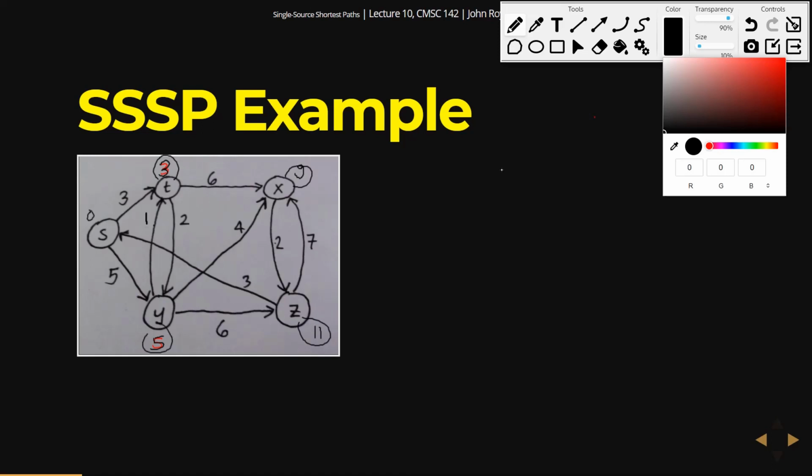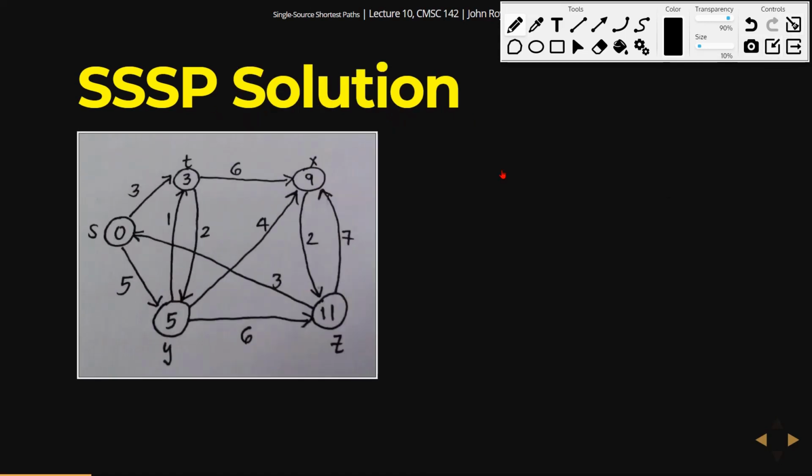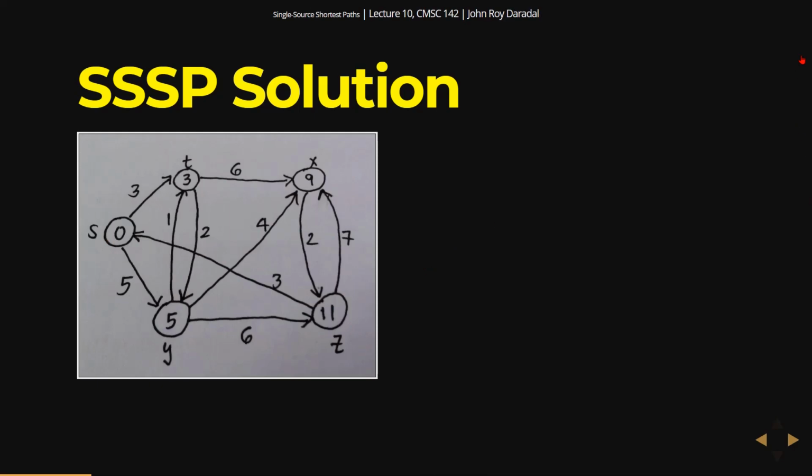From S to S, it would cost 0, right? So that would be our shortest path. Yeah, so we have 3, 9, 5, 11, and 0. That would be your single source shortest path solution.